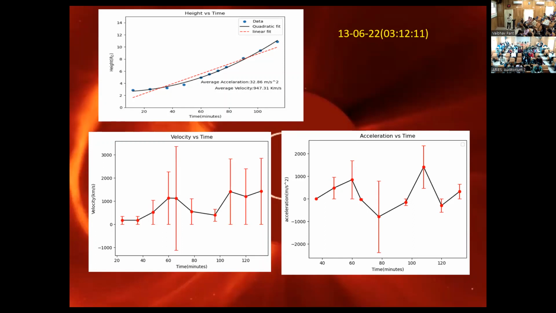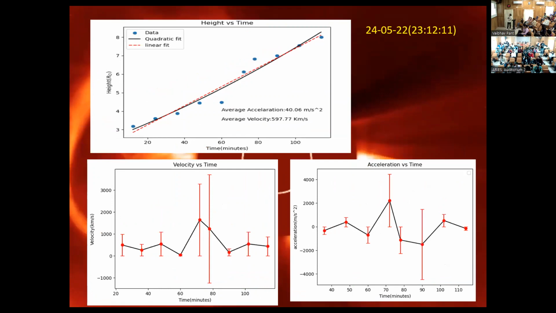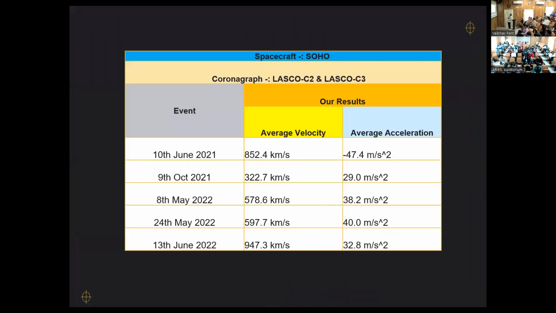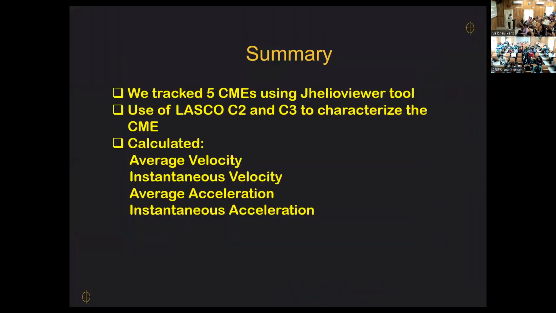Similarly, we have done it for instantaneous velocity and acceleration, and the below two graphs are for instantaneous velocity and instantaneous acceleration versus time. Here is the error bar which we have calculated from error propagation. So this was one event, and similarly for two other events we applied the same method and got these results. Okay.